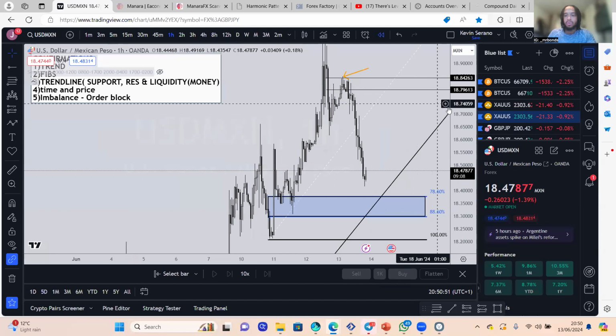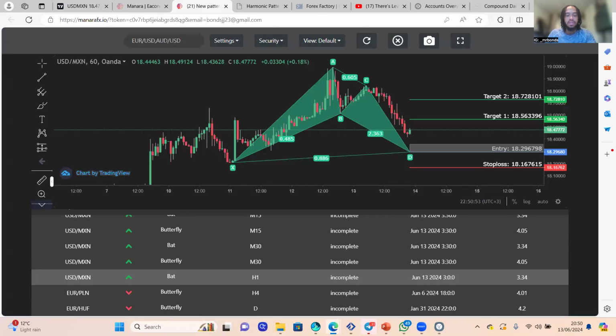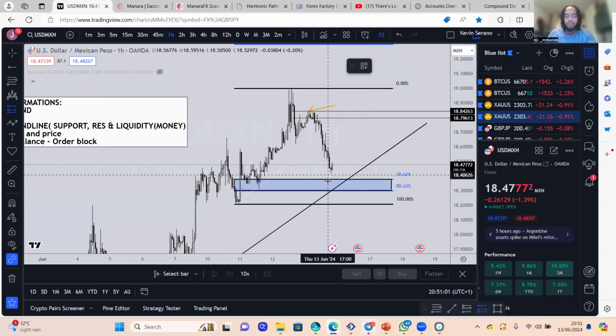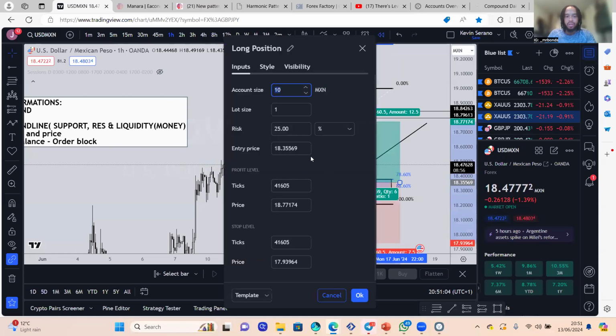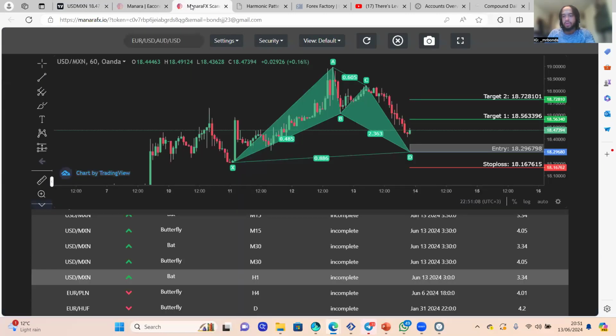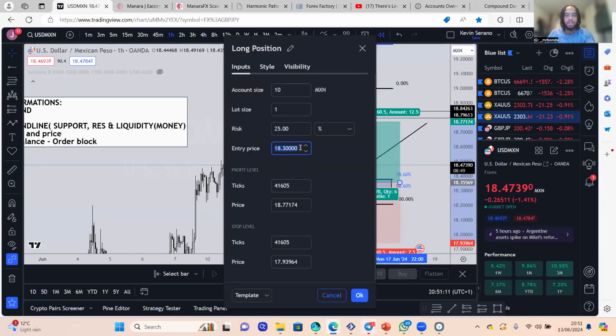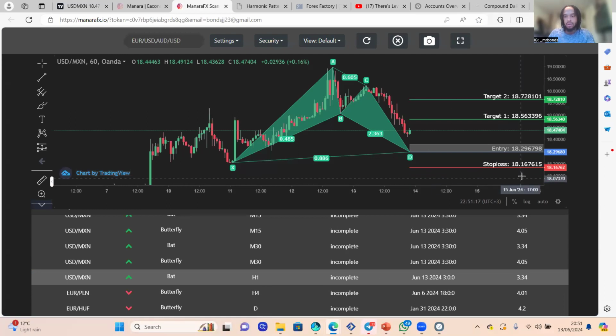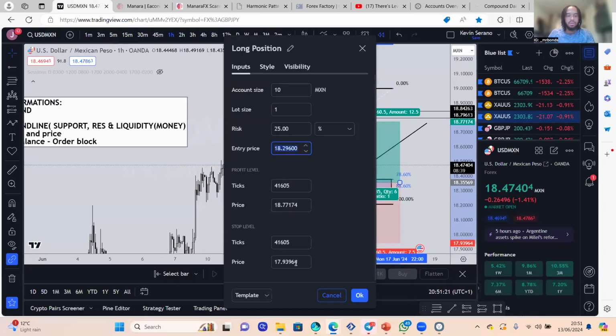So, for example, with this trade, the scanner has called it at an entry of 18.296. So you're going to go and get your buy and click it and put in the same coordinates. All right. So entry 18.296, right? 18.296. Stop loss is 18.167.